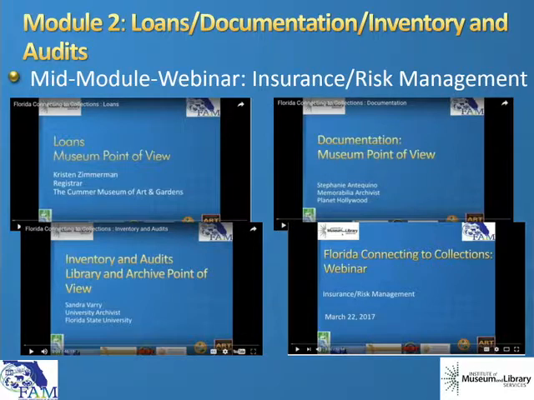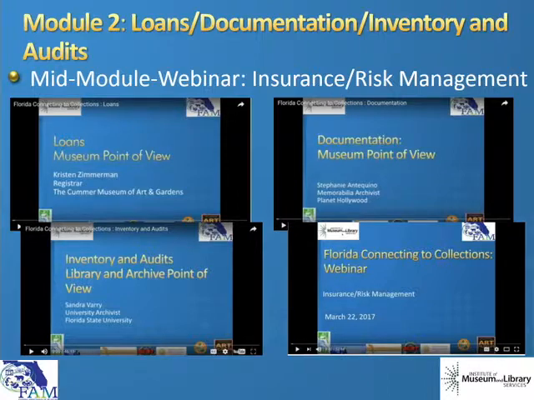Our second module covered loans, documentation, inventory, and audits. Loans are the one way that museums, libraries, archives, and zoos can meet their responsibility to share information and educate the public. We spoke about incoming and outgoing loans, loans from peer organizations, and individuals.